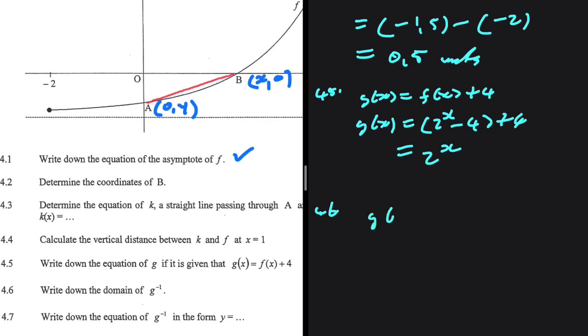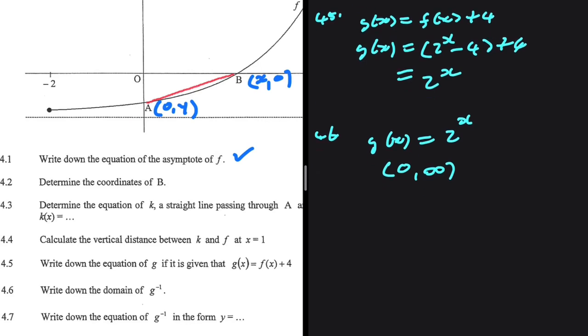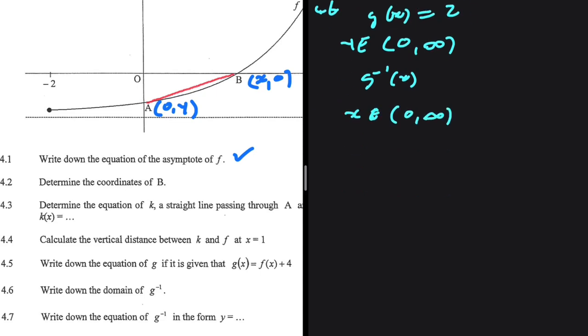So what is the range of g of x if g of x is equal to 2 to the power x? Well, the range: y is an element of (0, infinity). It cannot touch 0, but it cannot touch infinity also. We know that for sure. So this is the range of g of x. So the domain of g inverse x will be an element of (0, infinity). That's how it works. That's all we have to do.